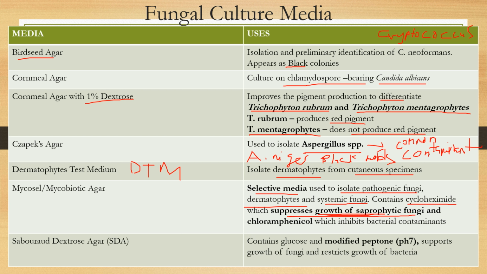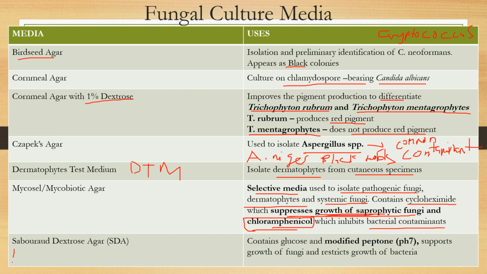So it suppresses the contaminant fungi. And chloramphenicol is for bacterial contaminants. So if asked in your quiz what suppresses saprophytic fungi, the antifungal is cycloheximide. For bacterial contaminants, it is chloramphenicol. That's for mycosel or mycobiotic agar.